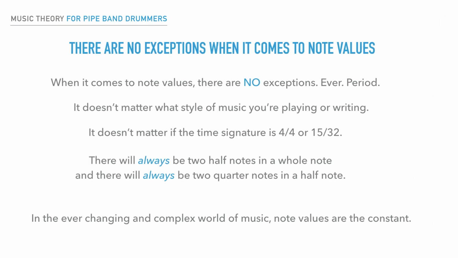When it comes to note values, there are no exceptions, ever, period. It doesn't matter what style of music you're playing or writing. It doesn't matter if the time signature is 4/4 or 15/32. There will always be 2 half notes in a whole note, and there will always be 2 quarter notes in a half note. In the ever-changing and complex world of music, note values are the constant.